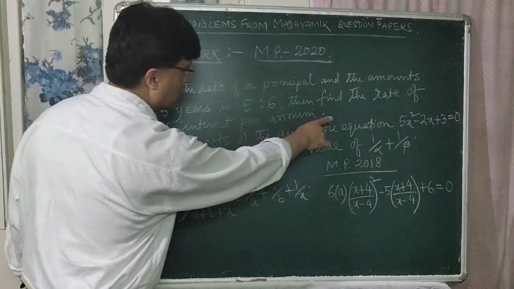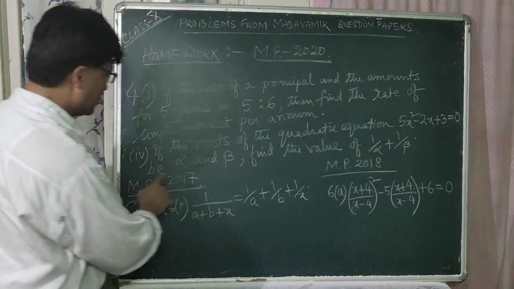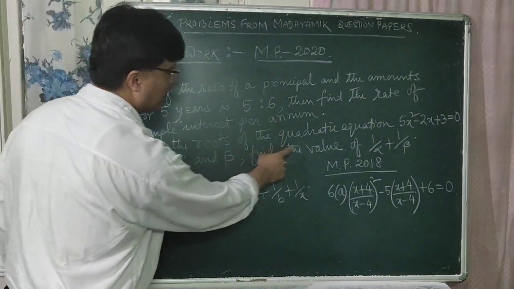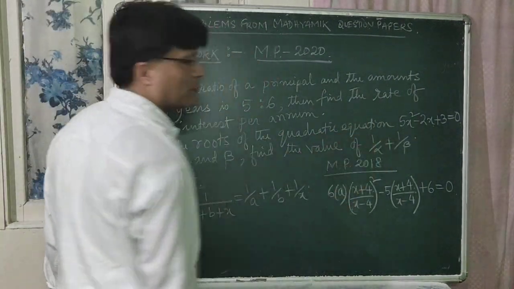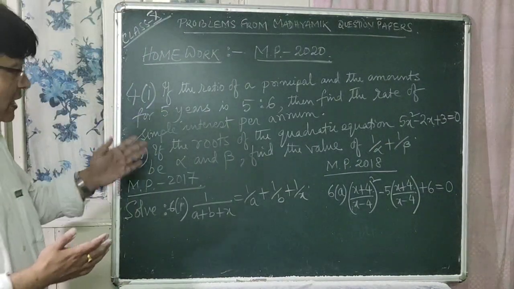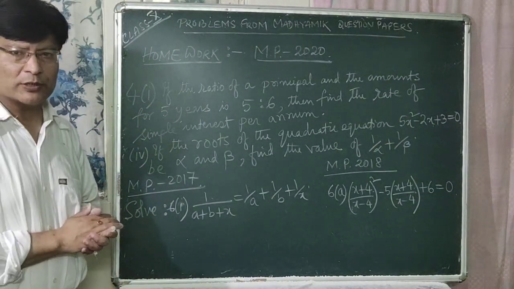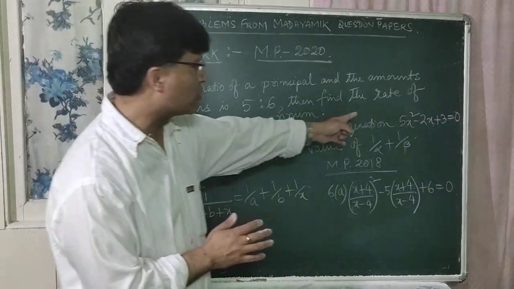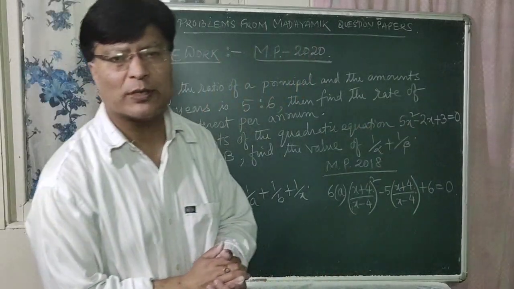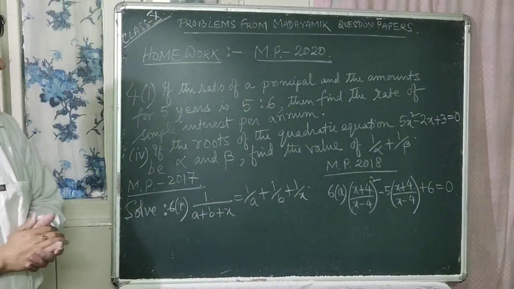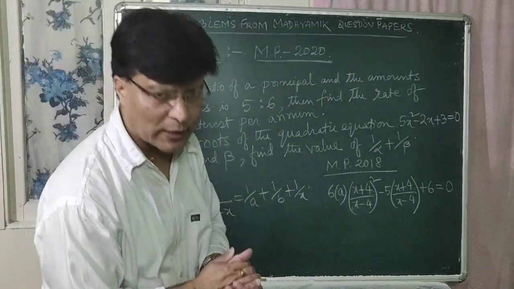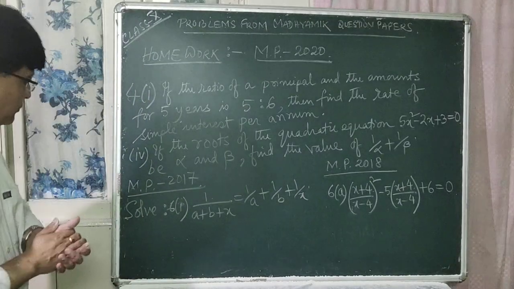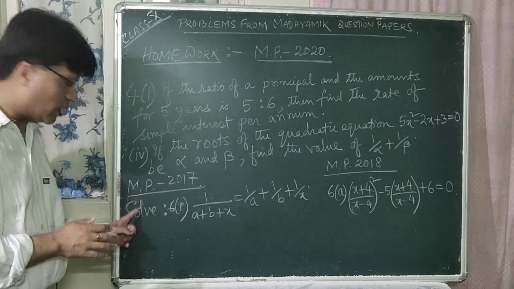If the roots of the quadratic equation 5x square minus 2x plus 3 is equal to 0 be alpha and beta, find the value of 1 upon alpha plus 1 upon beta. So we have done this type of problem in theory of quadratic equation, so you can do it at home. So if alpha and beta are the roots of the quadratic equation 5x square minus 2x plus 3 is equal to 0, then you have to find out the value for 1 upon alpha plus 1 upon beta. Okay? So now this is solved.